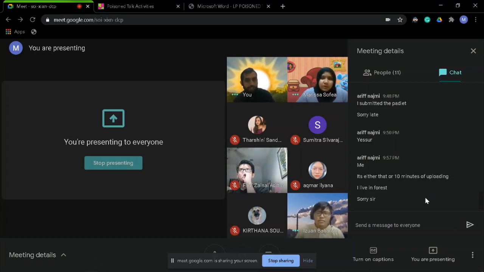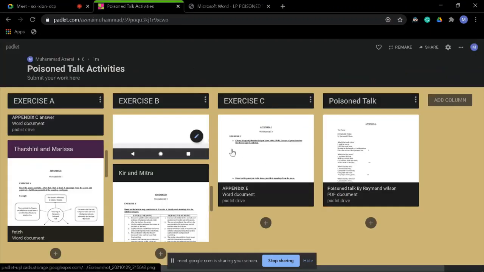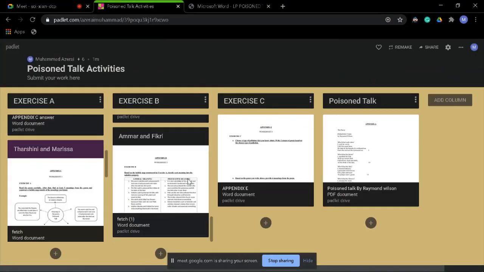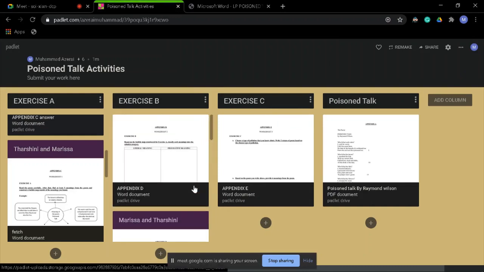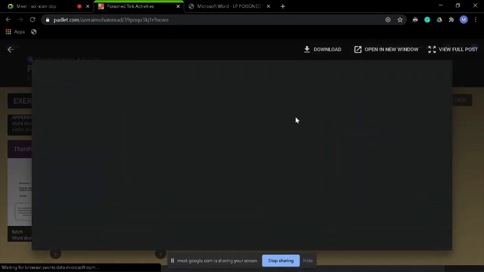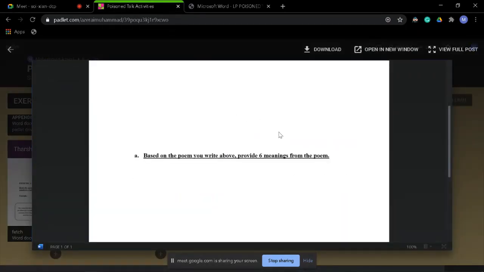I'm using my phone to type, sir, because my laptop is slow. No problem. As long as the pollution is okay. Yes, it's about any type of pollution. You can see the worksheet that I've uploaded in exercise C. You can read the instruction over there.